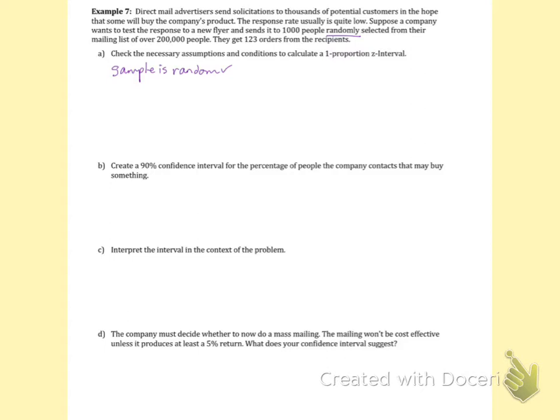We are taking a sample of 1,000 people, which is less than 10% of 200,000. 10% of 200,000 is 20,000. So 1,000 is less than 10% of 200,000. So our 10% condition has been met. And since the sample is random and the 10% condition is met, that means that the individuals within the sample are most likely independent.